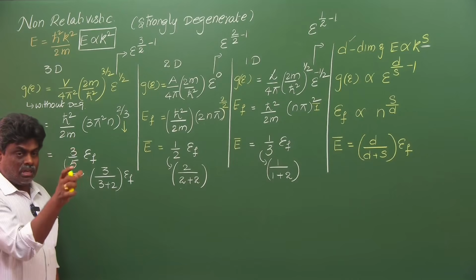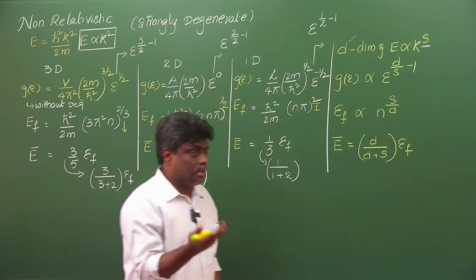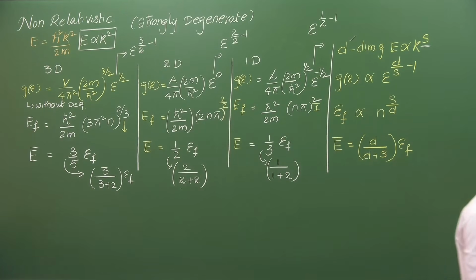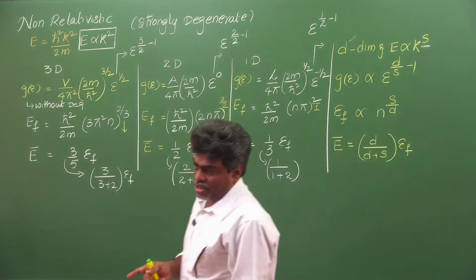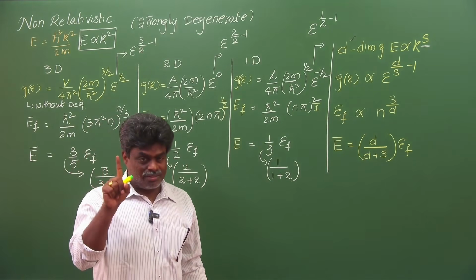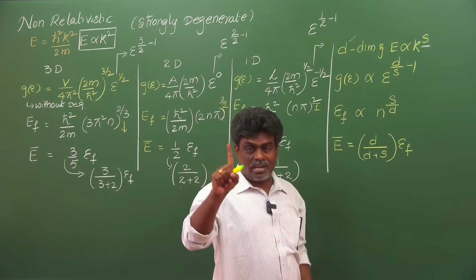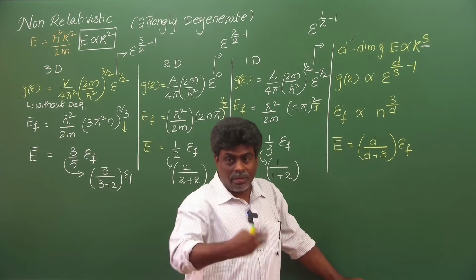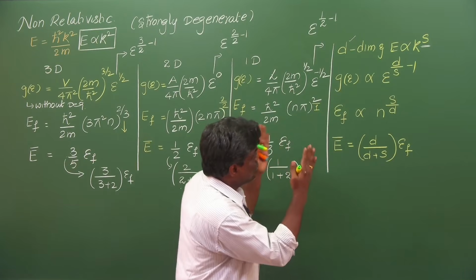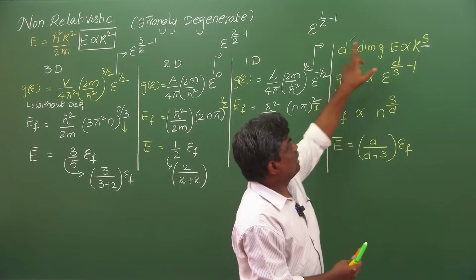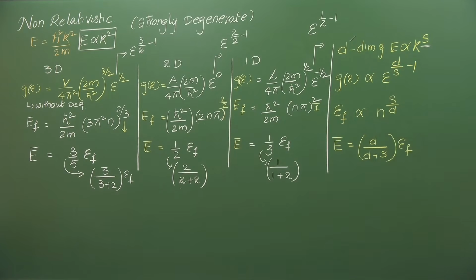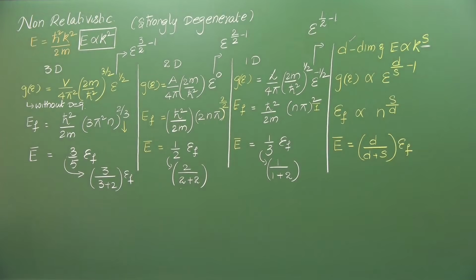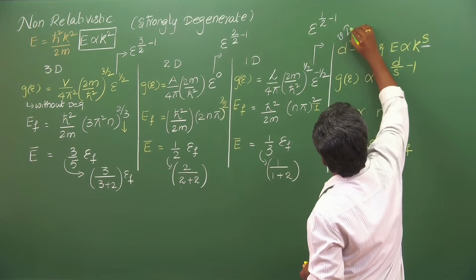This is the more general form for any dimension and any power. You can take relativistic also. The relativistic, once you take, what is energy? Pc. What is P? H cross K. Then K power how much? And in all these formulae, S is replaced with what? 1. You need not do it again and again. So these are the more general relations for dimension D and any kind of energy. Clear? Very important. You must remember this.